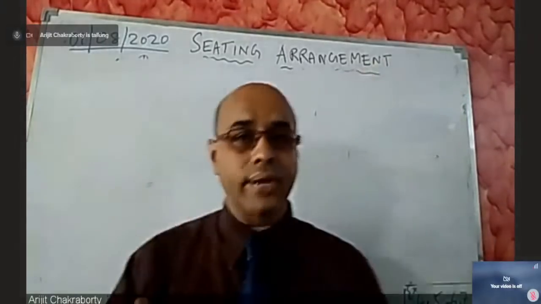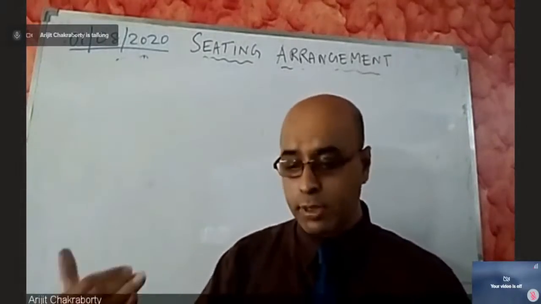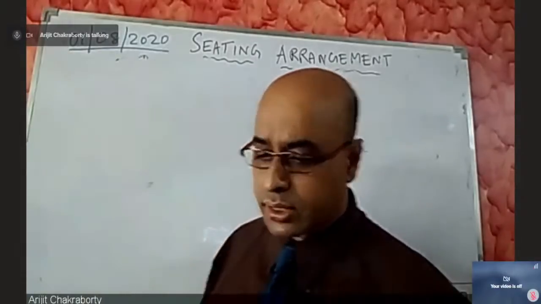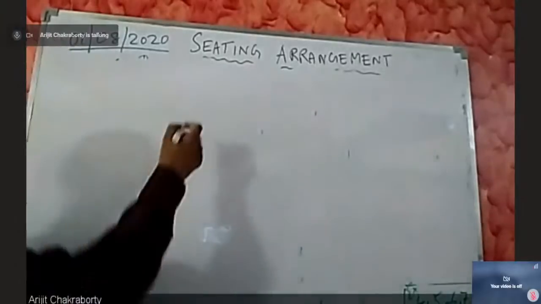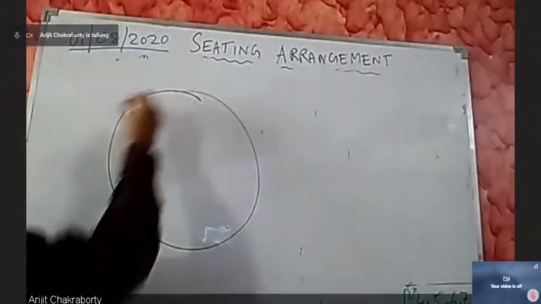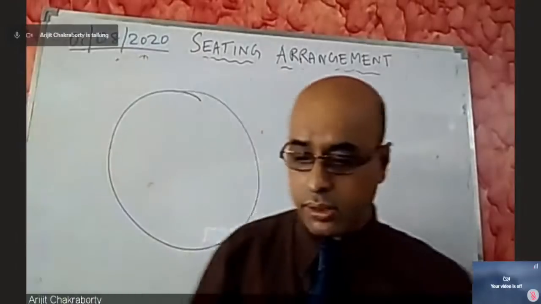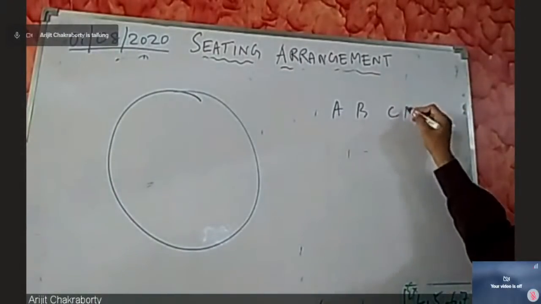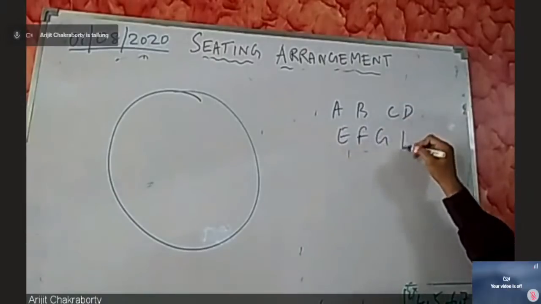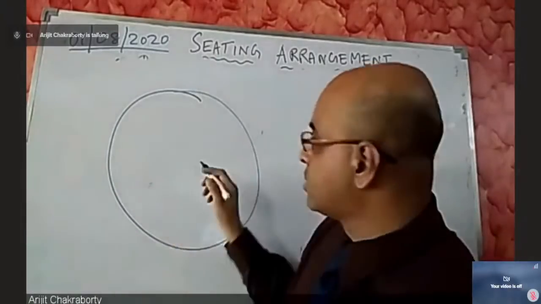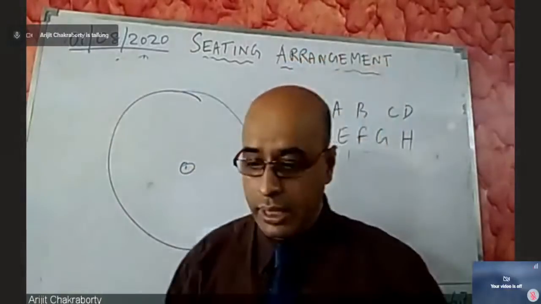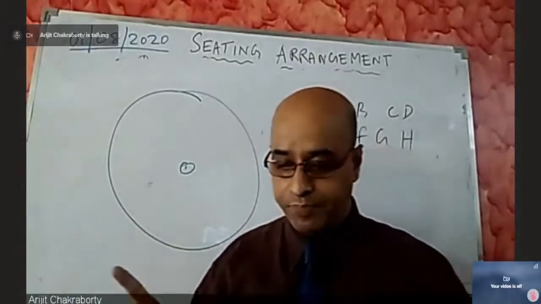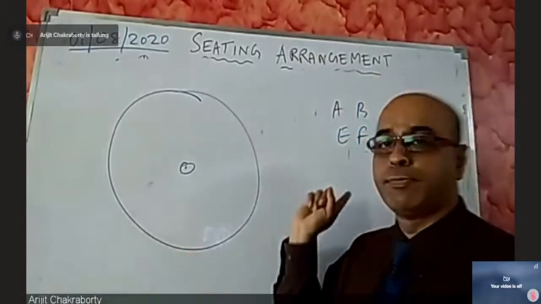So we have 8 friends. I am taking a difficult one. 8 persons, A to H. They are sitting in a circle facing the center. Okay. So we draw a circle again. Now A, B, C, D, E, F, G, H are sitting across a circle facing the center. Fine. D sits third to the left of A. Okay. So we have noted 8 persons.